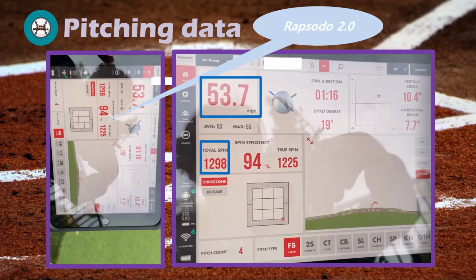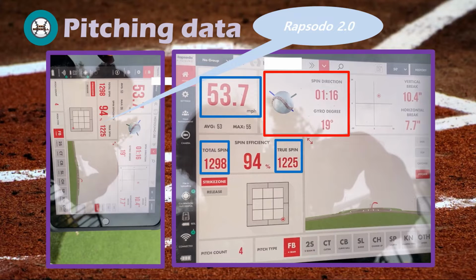I got 1,298 RPM. Third, true spin is directly creating movement on the pitch, also called useful spin. It is perpendicular to the direction the ball is traveling. It deflects the path of the ball, thus has direct implications on the ball's movement and trajectory. I got 1,225. Fourth, spin axis is the tilt of the baseball, measured in degrees, created by the Magnus force.